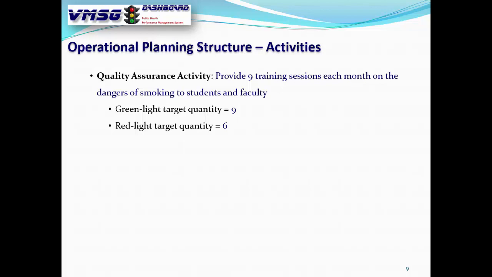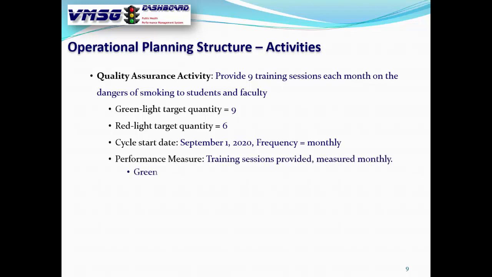If we do more than 6 and less than 9 sessions, the light will be yellow. We'll set the cycle start date to September 1st, 2020, and have the activity repeat monthly. When we update the number of sessions provided at the end of September, the cycle start date will move ahead to October 1st, 2020, and so on.